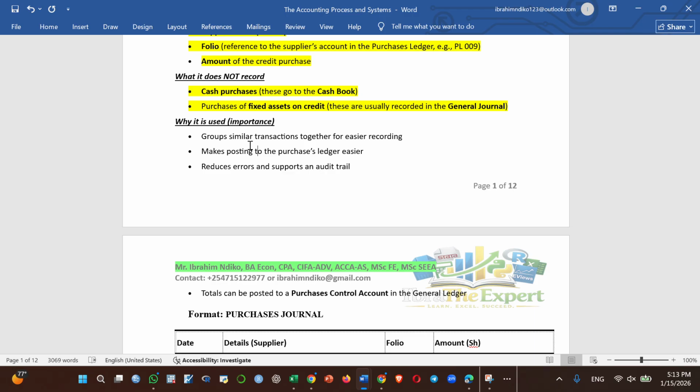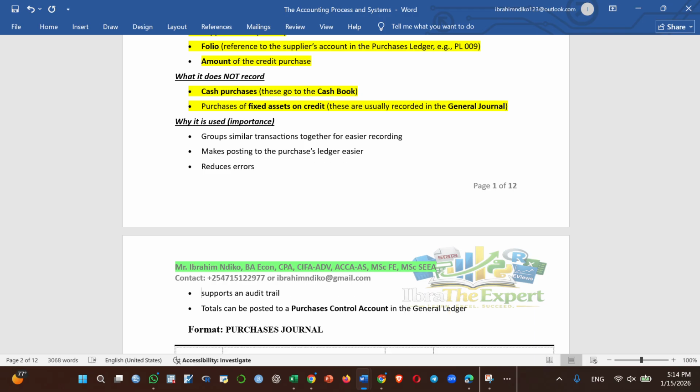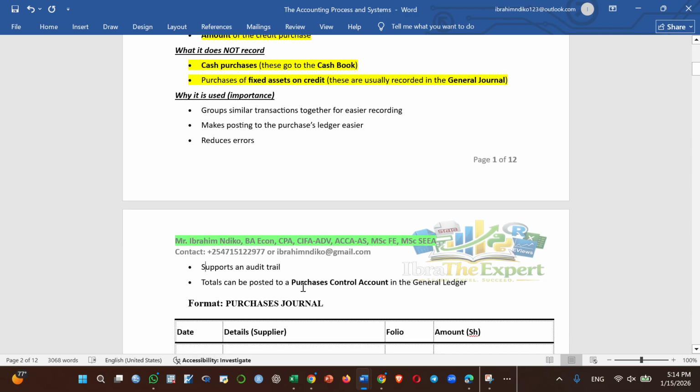So number one, it reduces error. That's important. Let us put these two points separately. We say it reduces error, and the next point we say it supports audit trail. So when people come to do audit, they can easily follow what was recorded by the accountant. And then the last one, total can be posted to the purchase control account in the general ledger.